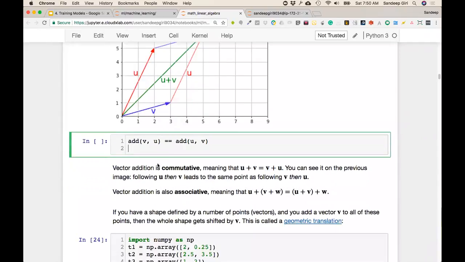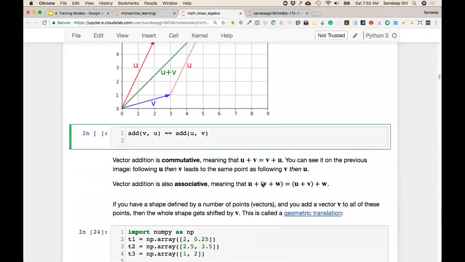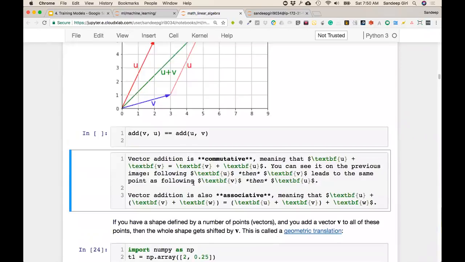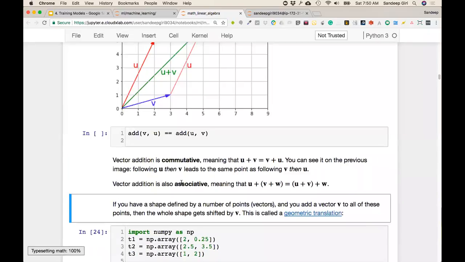And associative is whether you sum up the first two values first, or the last two values. Associative means how you associate. Where do you put the brackets? That's what associative is.